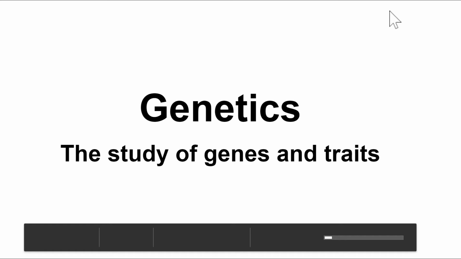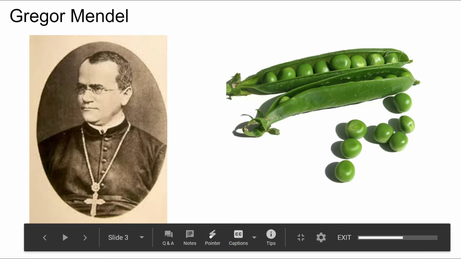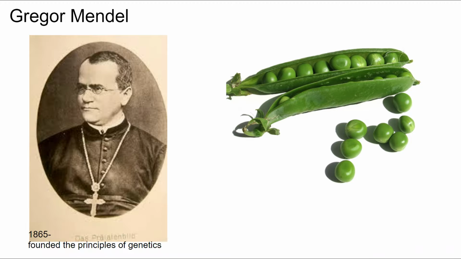Okay, so let's start with Gregor Mendel. Gregor Mendel is known as the father of genetics. He is the one that started it all. In 1865, he was an Augustinian monk, and he grew thousands of garden pea plants. He started noticing that these pea plants had all different shapes and sizes and colors. And that got him curious: what's going on here? Why aren't they all looking the same?